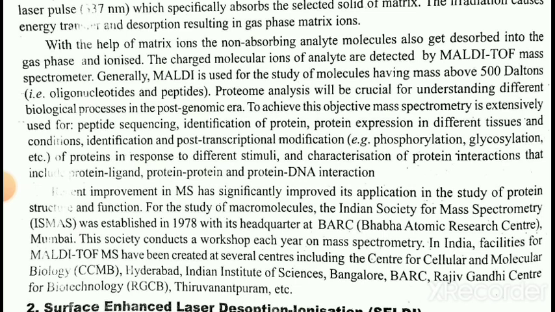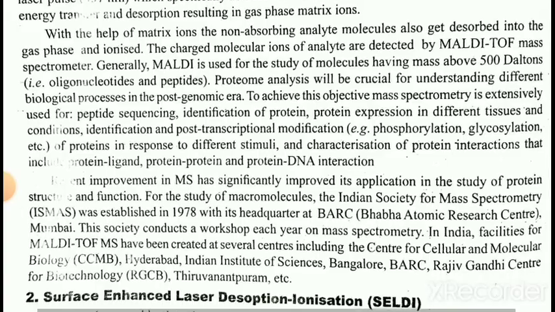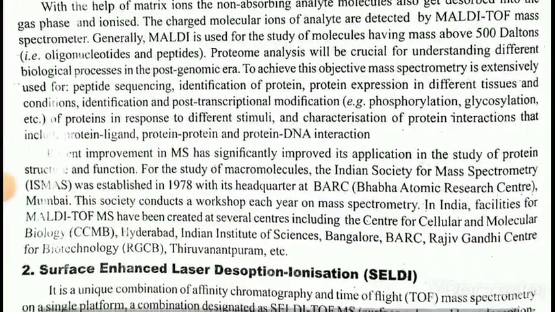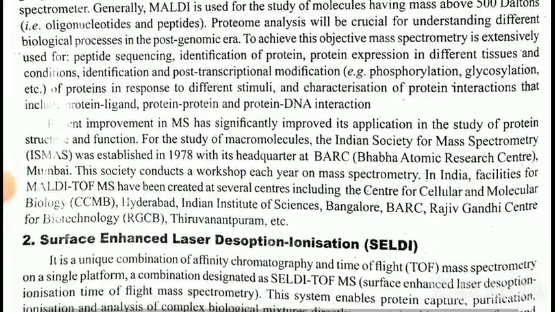For the study of macromolecules, the Indian Society for Mass Spectrometry (ISMS) was established in 1978 with its headquarters at BARC, Bhabha Atomic Research Center, Mumbai. This society conducts a workshop each year on mass spectrometry. In India, facilities for MALDI-TOF-MS have been created at several centers, including the Center for Cellular and Molecular Biology, CCMB, Hyderabad, Indian Institute of Science, Bangalore, BARC, Rajiv Gandhi Center for Biotechnology, RGCB, Thiruvananthapuram, etc.